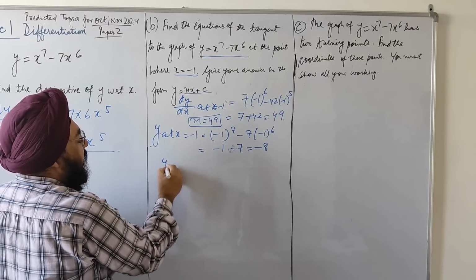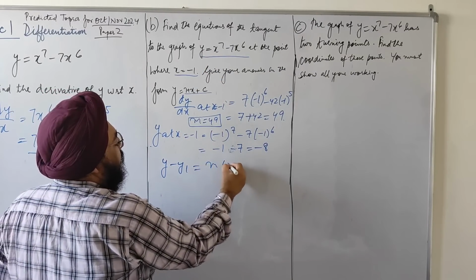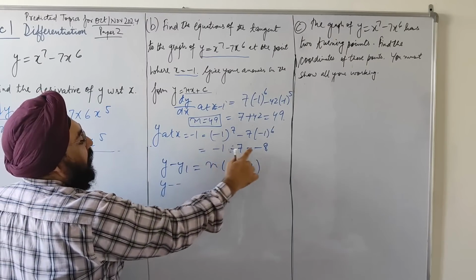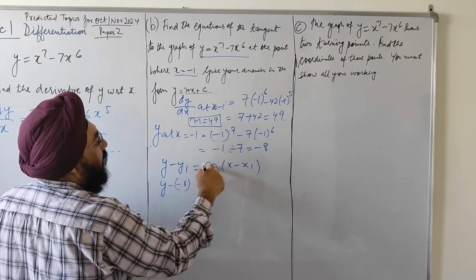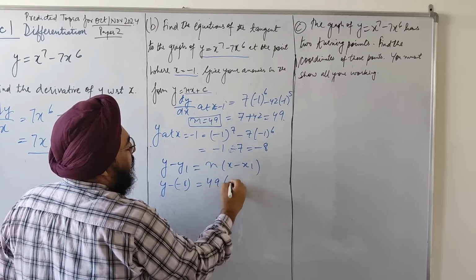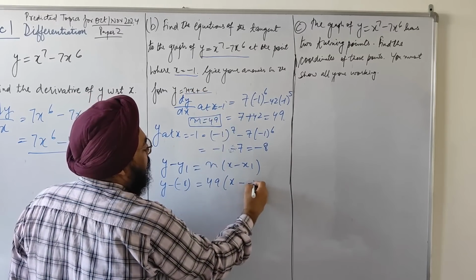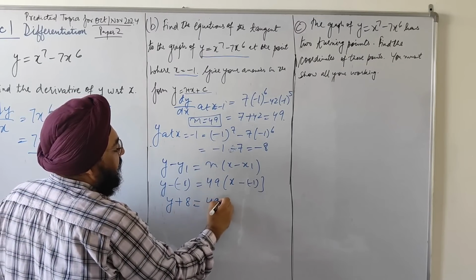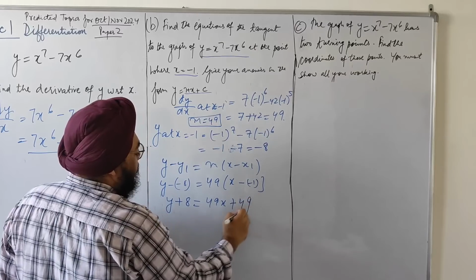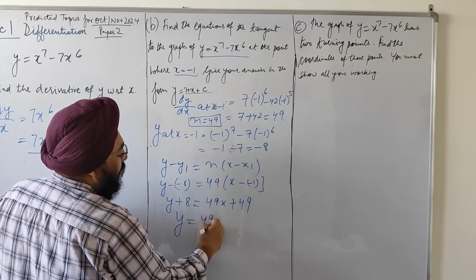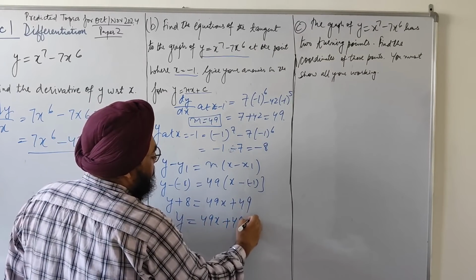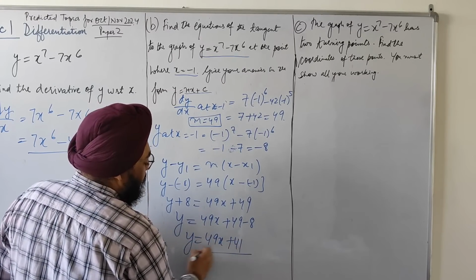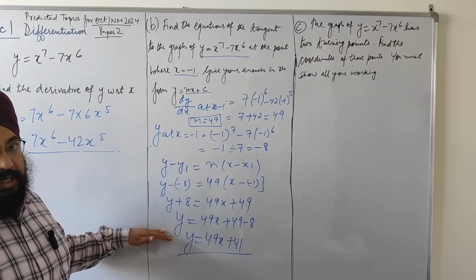Equation of tangent is y minus y1 is equal to m into x minus x1. So y minus y1, that is y plus 8, is equal to m, that is 49, into x minus x1, that is x plus 1. So y plus 8 is equal to 49x plus 49. So y will be equal to 49x plus 49 minus 8, that is y is equal to 49x plus 41. Now this is our equation of tangent.